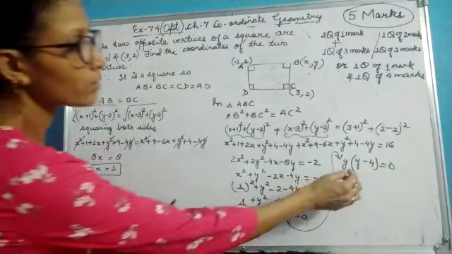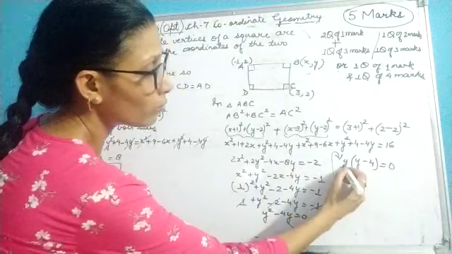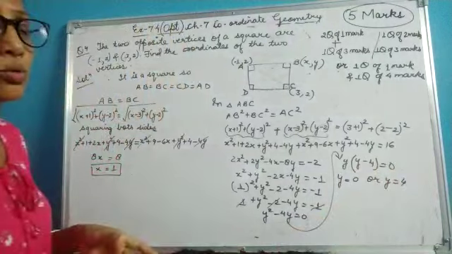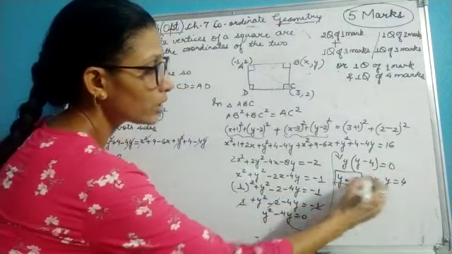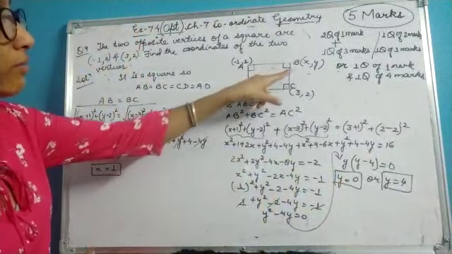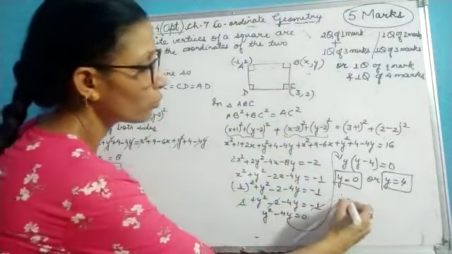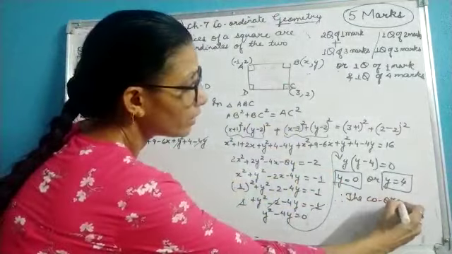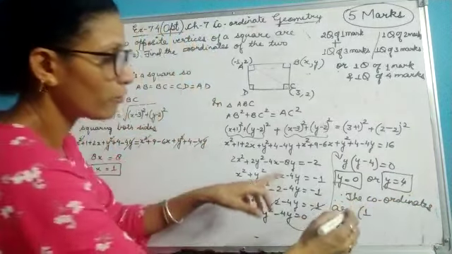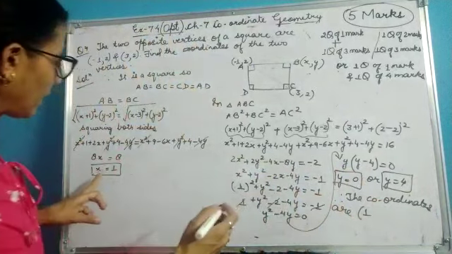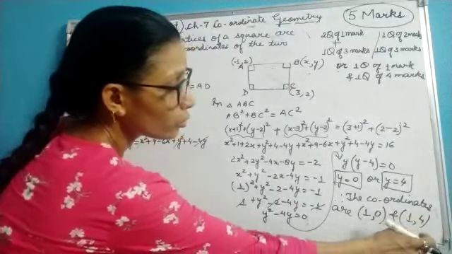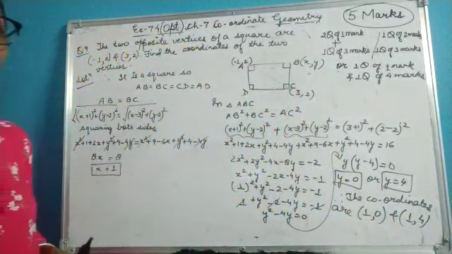Now children, here this is coming in factor form. That means either y is equal to 0 or y minus 4 equal to 0, that means y equal to 4. So here I am getting two values of y for one value of x. Therefore I can find out both the coordinates together. Therefore the coordinates are, x for both the coordinates will be 1, so 1, 0 and 1, 4. So these are the coordinates of the given vertices. Have a look.